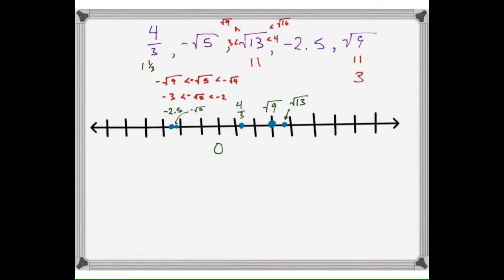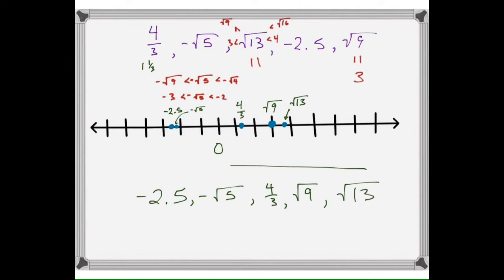All right, I've got all 5 numbers on my number line, so now I can see what order they go in from least to greatest. So all I have to do is rewrite them. Starts with -2.5, then negative radical 5, then 4/3, radical 9, and finally radical 13. There's my order from least to greatest. If you're on the number line, it's left to right. That make sense? Any questions?